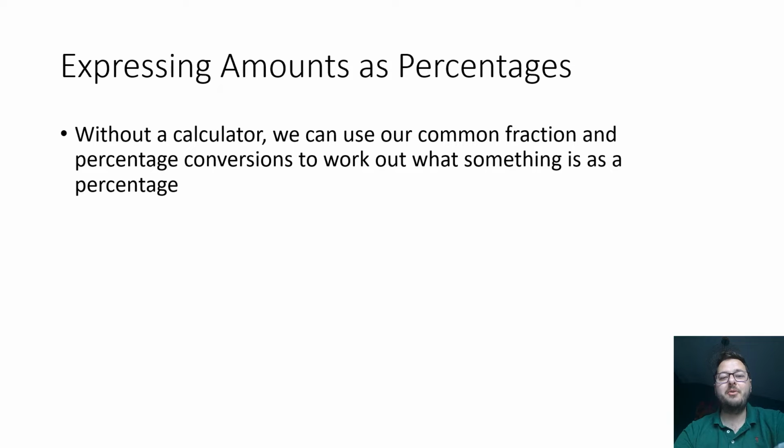So without a calculator, we can use those common fraction and percentage conversions to work out what something is as a percentage. So for instance, if you had something like 3 out of 4 people in a class are left-handed, you think, okay, well, I know that 1 out of 4 is 25%. So for 3 out of 4, I can just times it by 3 and then I'd get 75%.